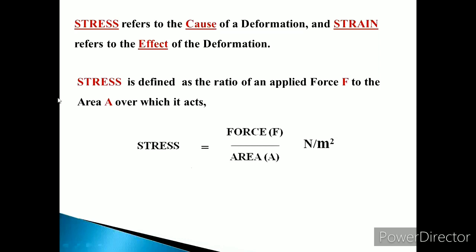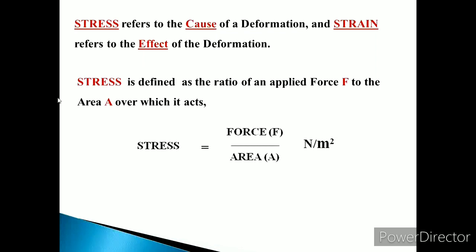Stress is generally called the cause of deformation, and strain refers to the effect of deformation. That means once again we take one elastic body and apply a force. The body becomes deformed. The application of force is known as the body becoming stressed. So due to the stress, the body undergoes deformation. Due to the application of stress, the body becomes strained. That is known as the effect of deformation.